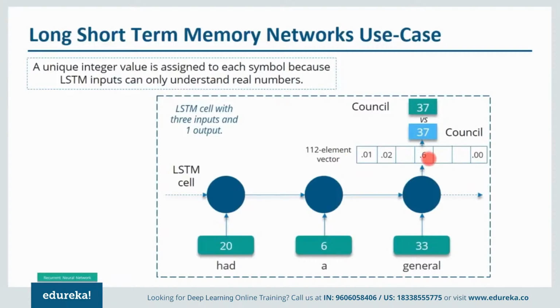Alright, so since 0.6 has the highest probability in this particular vector, it will pick the index value of 0.6, then it will see what symbol is attached to that particular integer value. So 37 is attached to council. So this will be our prediction, which is absolutely correct, as the label is also council according to our training data.